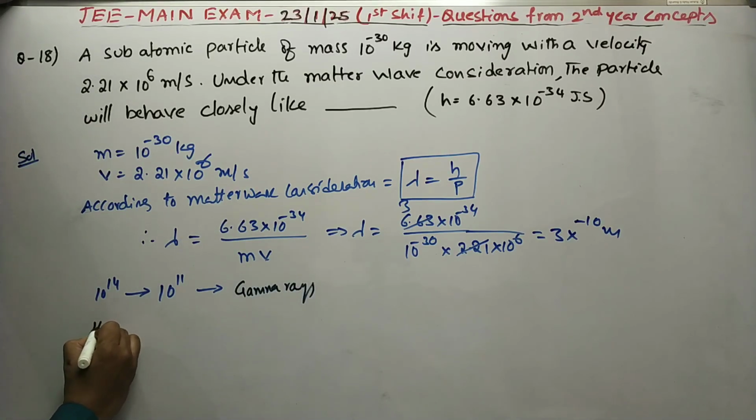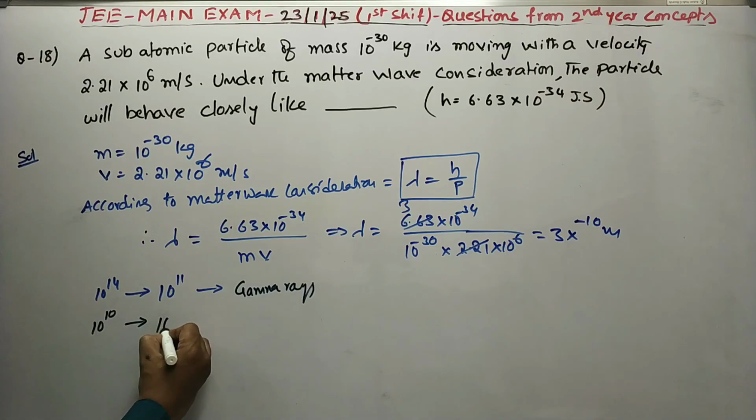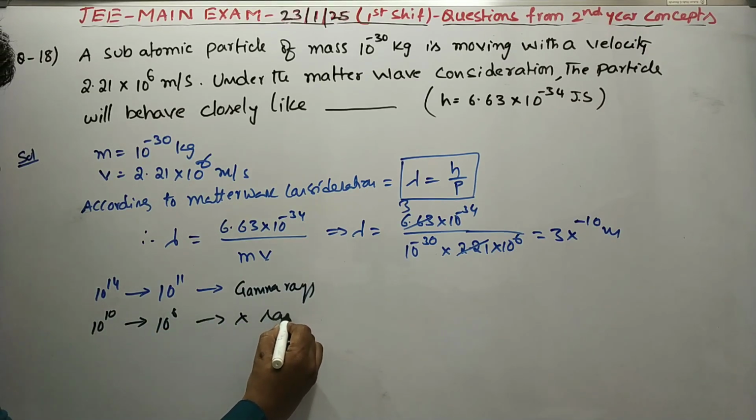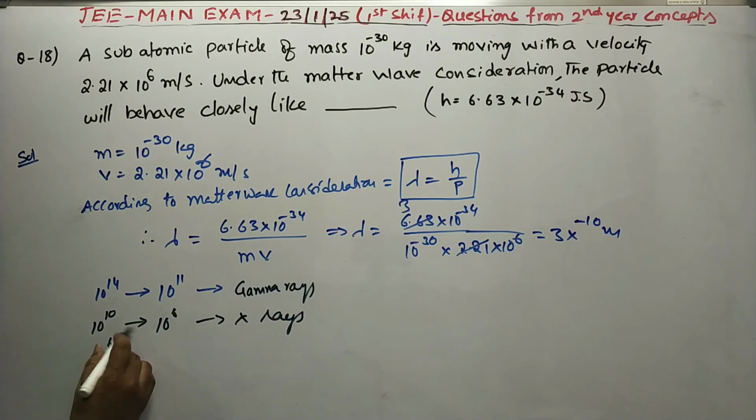Okay, suppose the wavelength lies between 10 power -10 to 10 power -6 meters approximately, these are called X-rays. What is that? X-rays. Okay, if suppose the wavelength range is from 10 power -7 to 10 power -9 approximately, that is called the ultraviolet region. That means these are negative powers.